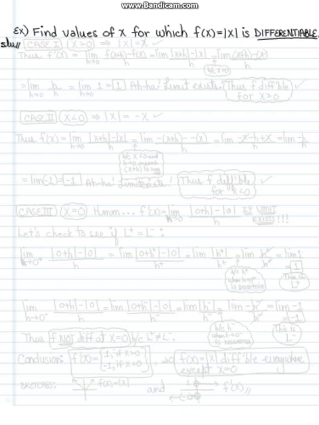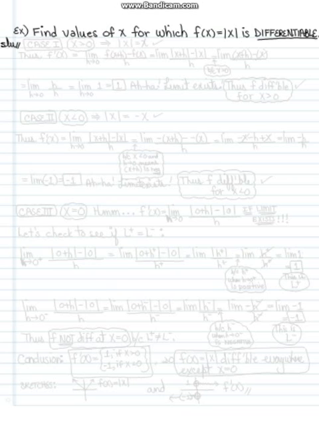Hi, we're going to take a function f of x equals the absolute value of x, and we're going to discuss for what real values of x this function is differentiable. To be differentiable means that the derivative exists at that particular x value. We want to look at all real numbers to find out where the derivative exists. Then we'll be able to answer the question.